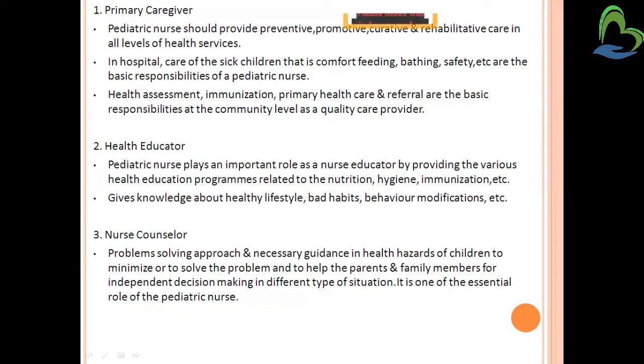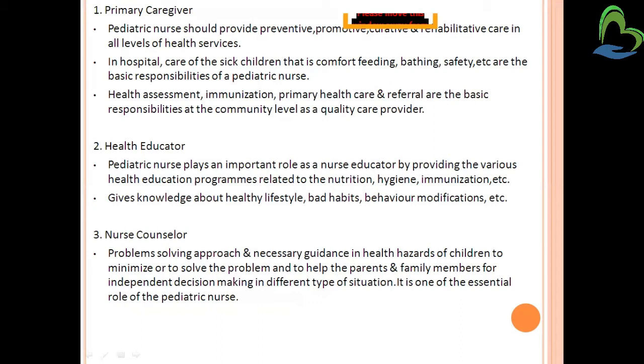Then second role of the pediatric nurse is as a health educator. So the pediatric nurse plays an important role as a nurse educator by providing various health education programs related to nutrition, hygiene, immunization, etc. It is one of the important roles of pediatric nurse. So she should give education and conduct various education programs on various topics like nutrition, good hygiene. Then she should give education about immunization, about disease conditions, etc.